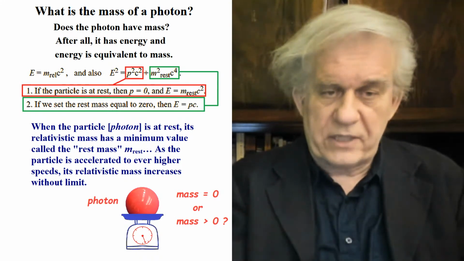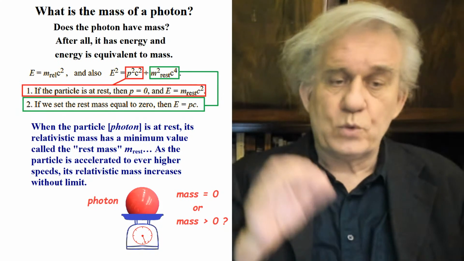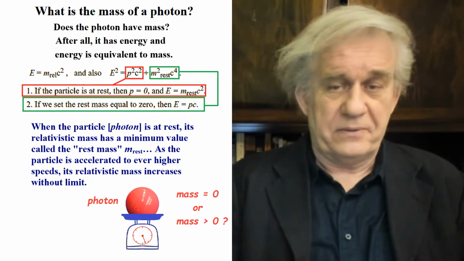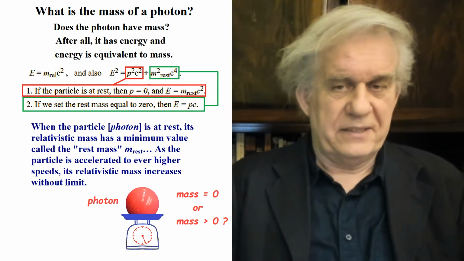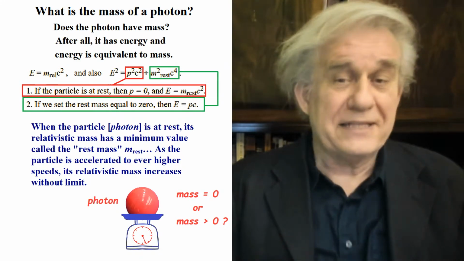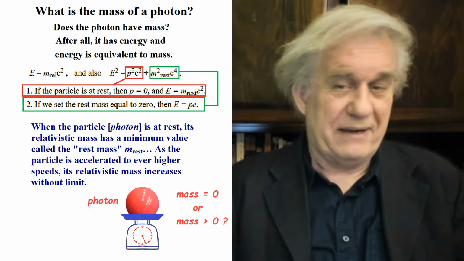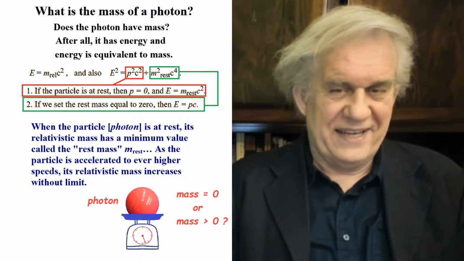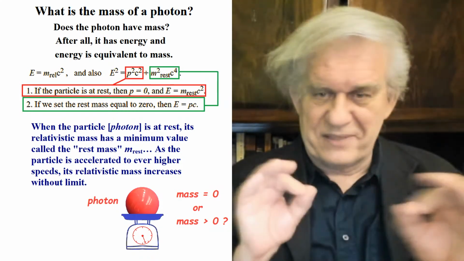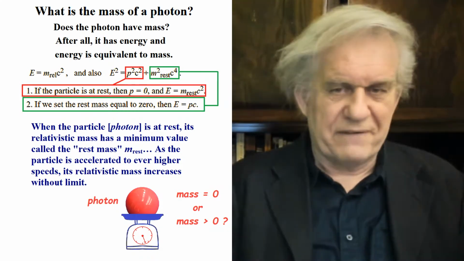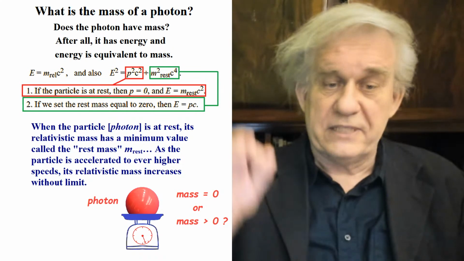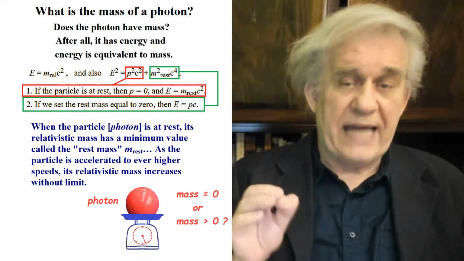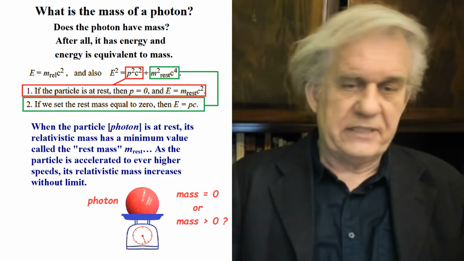It says when the particle photon is at rest, its relativistic mass has a minimum value called the rest mass. See, they don't say it has 0 value. It has a minimum value. They don't clarify that. I mean, what is minimum? Minimum is like 0 or like 1? It's just a minimum value, so they don't clarify that, and very conveniently. As the particle is accelerated to ever higher speeds, its relativistic mass increases without limit.